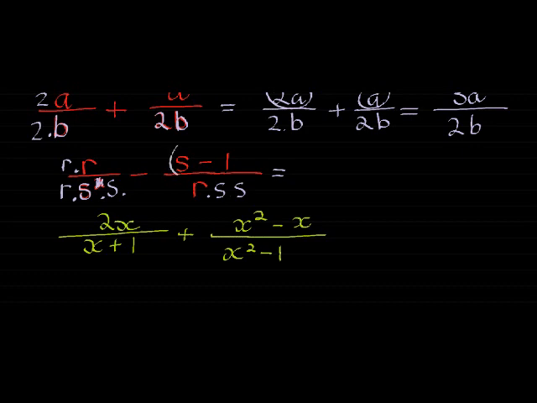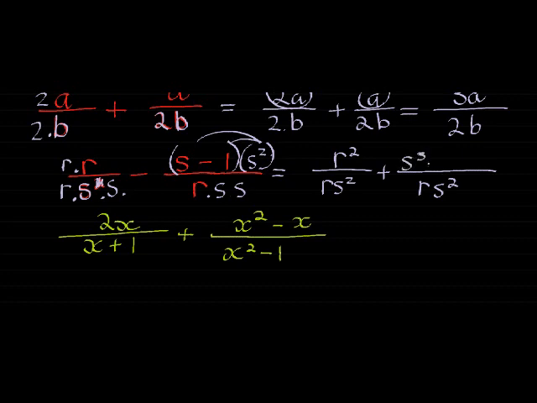And in this one, I'm going to have to multiply the numerator with an s squared, because I multiplied with 2 s's in the denominator. And that then simplifies to rs squared. I don't have to write it out as s times s. In the numerator, I get r squared plus, and this one is rs squared, but in the numerator I can multiply in the s. So I get s cubed minus s squared.